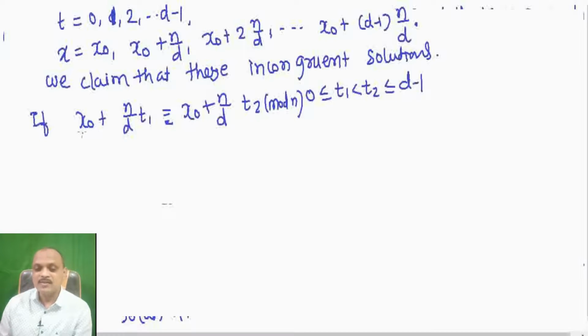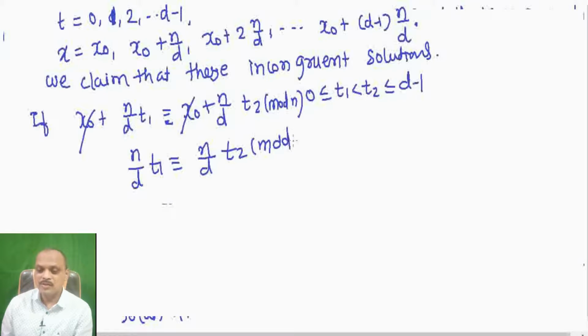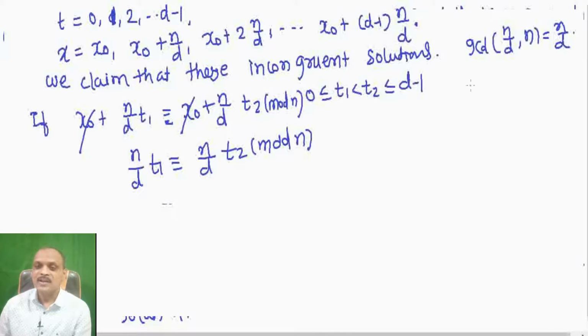Then we can cancel out this x0. Cancelling the x0, we get (n divided by d) times t1 congruent to (n divided by d) times t2 modulo n. And we know that GCD of n divided by d and n is equal to n divided by d. So we can cancel out this n divided by d, and we have t1 congruent to t2 modulo d.